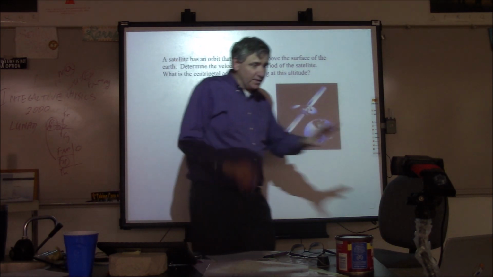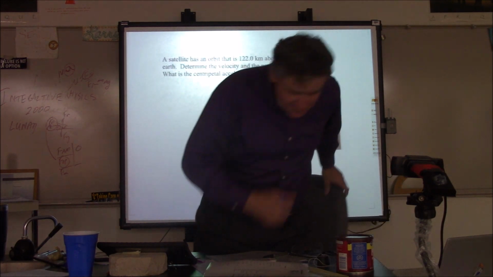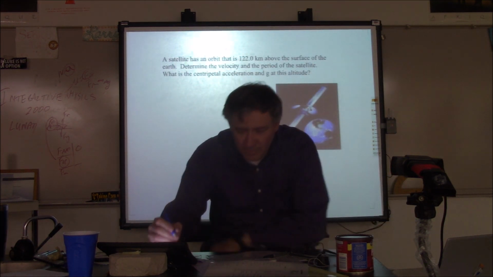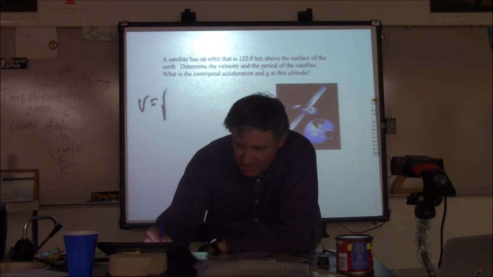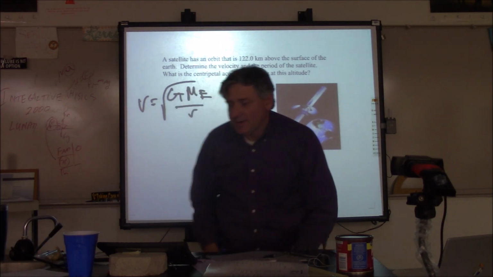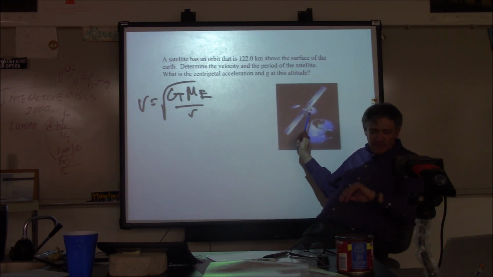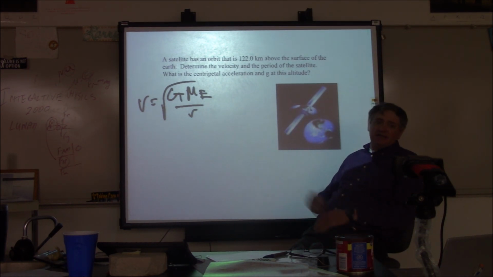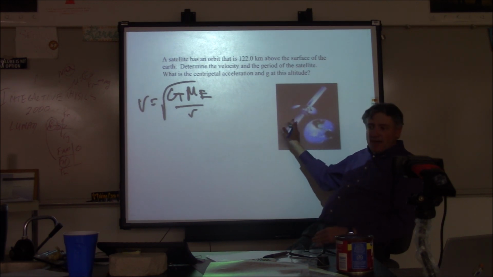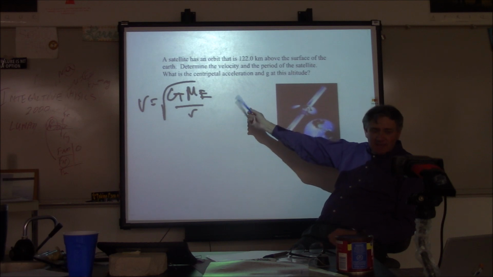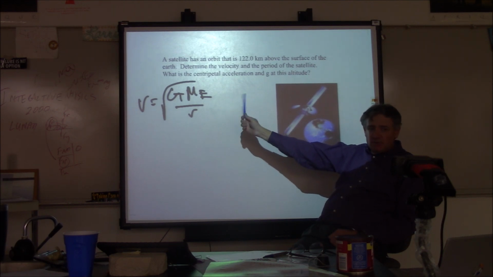So we have this equation, right? We'll get to the other ones later. So we have v equals the square root of big G, mass of the Earth, over r. Now, you'll notice that I didn't give you the mass of the satellite. I didn't give you the mass of the satellite because it doesn't matter. You can't plug the mass of the satellite into that equation if you tried.